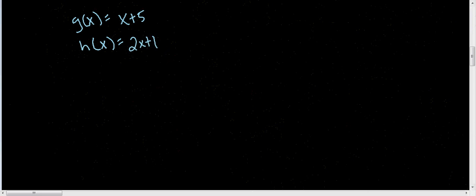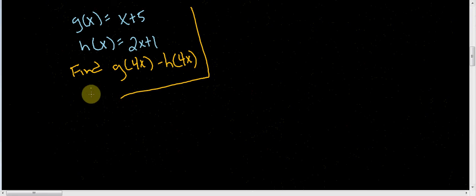Alright, let's see here. Let's look at another problem. This time we have two functions. We're going to say g of x is equal to x plus 5. We're going to say that h of x is equal to 2x plus 1. And we want to figure out, or we want to find rather, g of 4x minus h of 4x. Alright, so let's go ahead and do this.